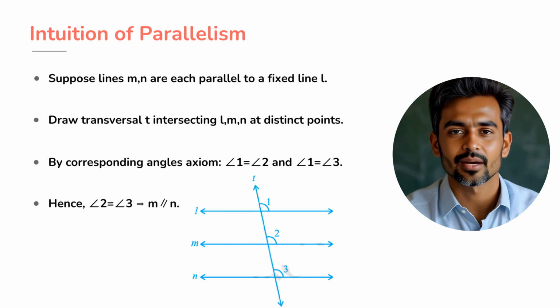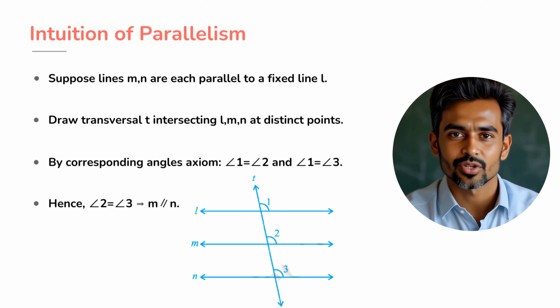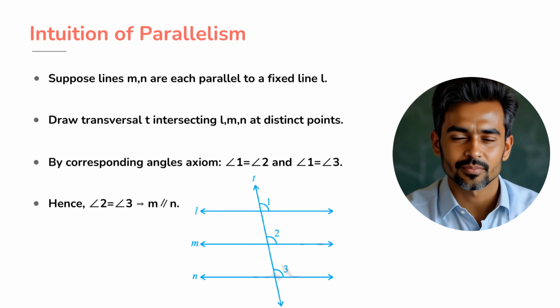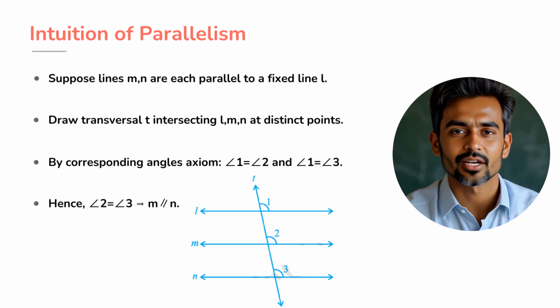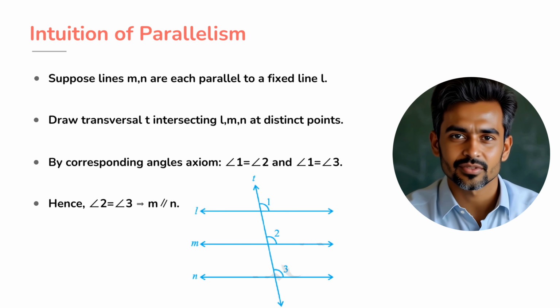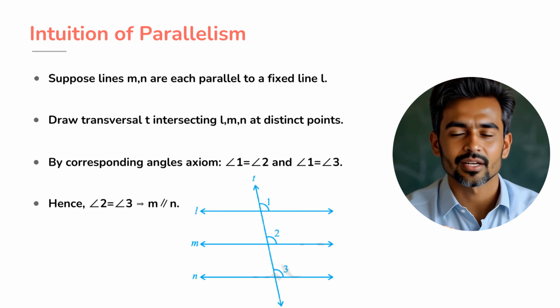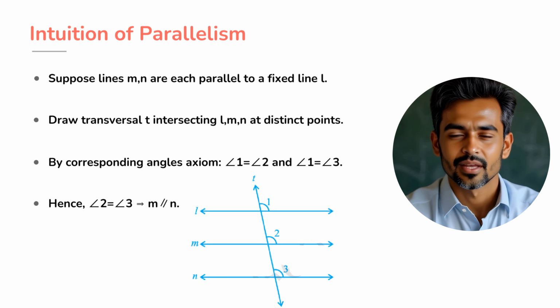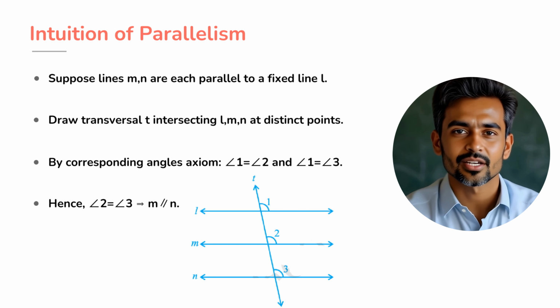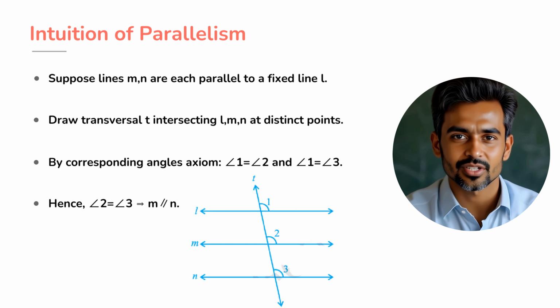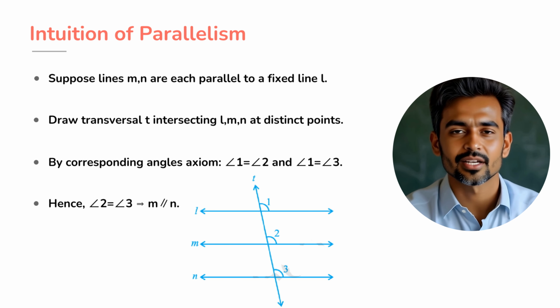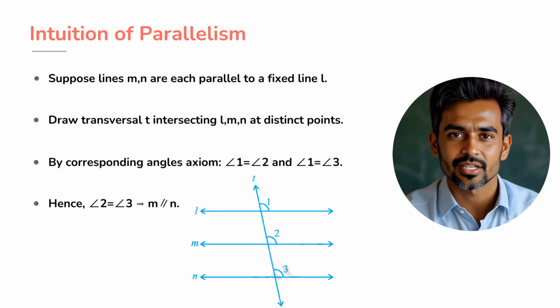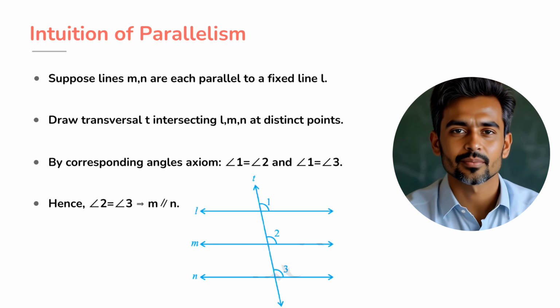Now, because M is parallel to L, corresponding angles are equal. So, angle 1 equals angle 2. Similarly, because N is parallel to L, angle 1 equals angle 3. And if angle 1 equals angle 2 and also equals angle 3, then angle 2 equals angle 3. Which means M is parallel to N. That's the heart of this concept.